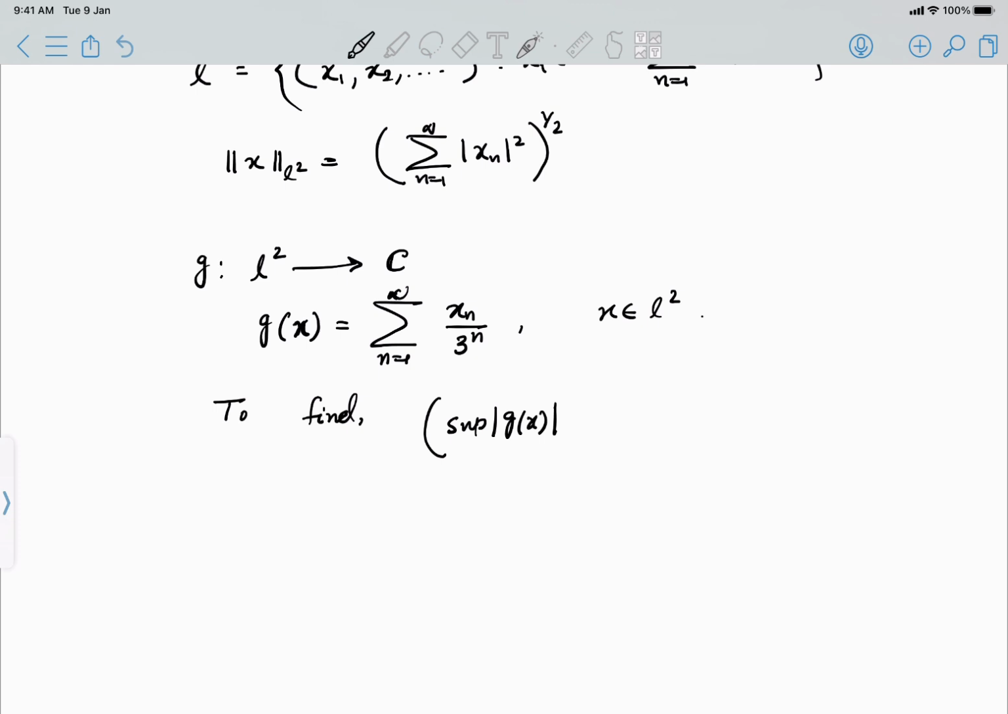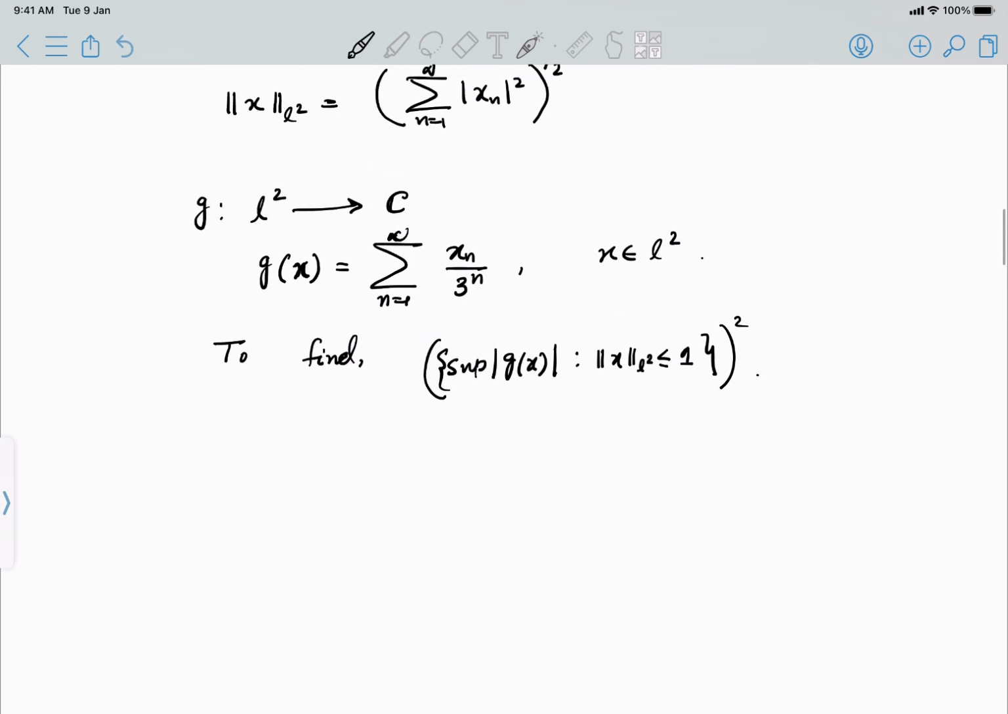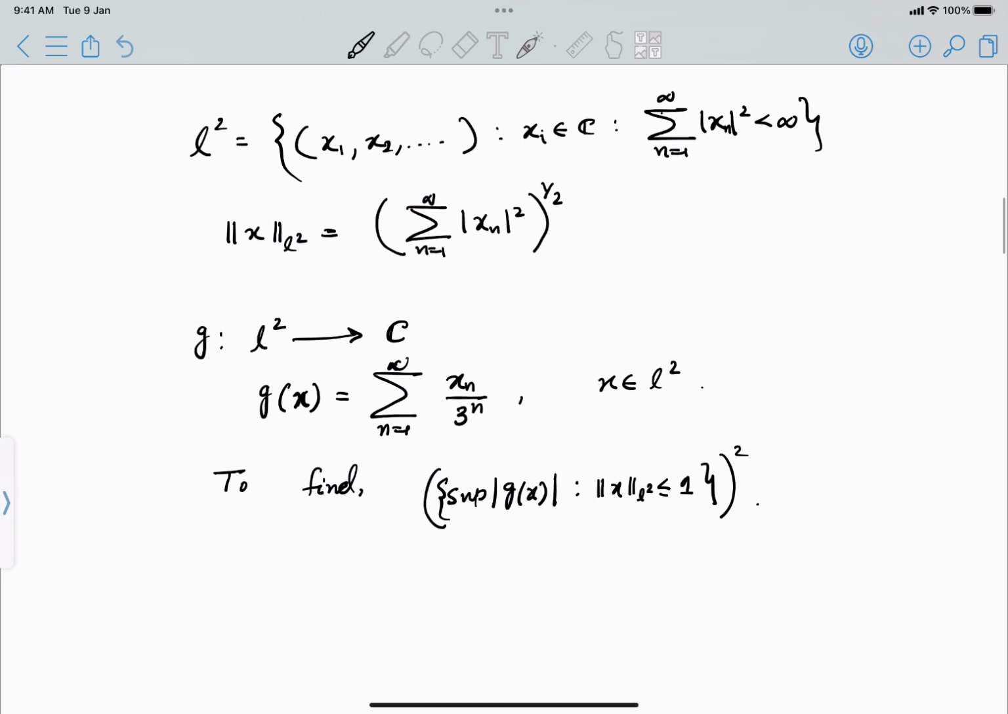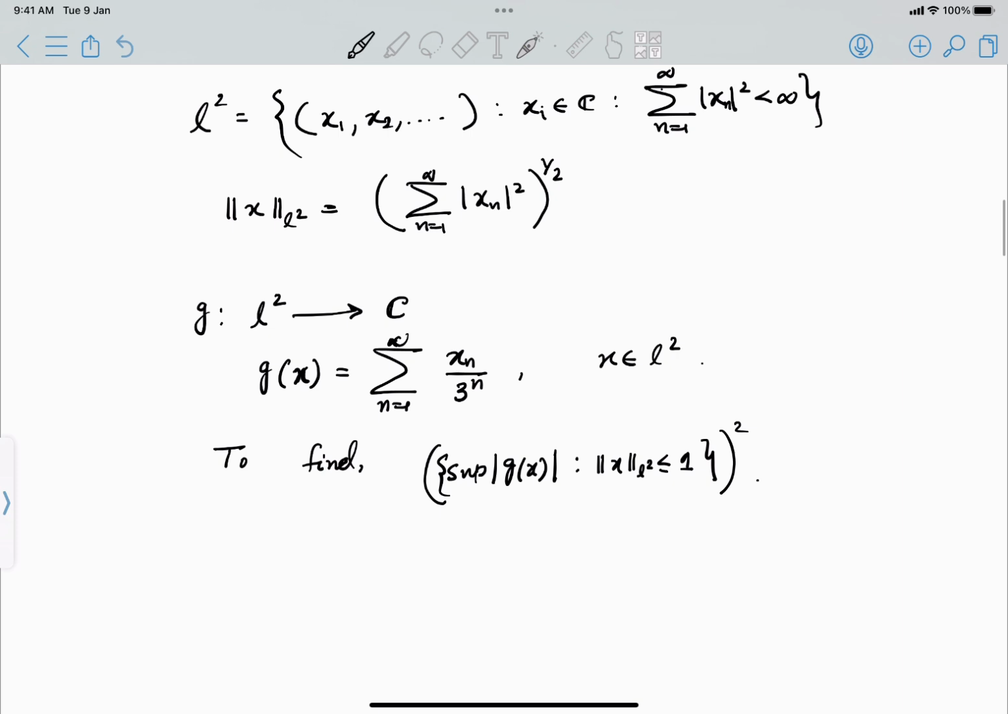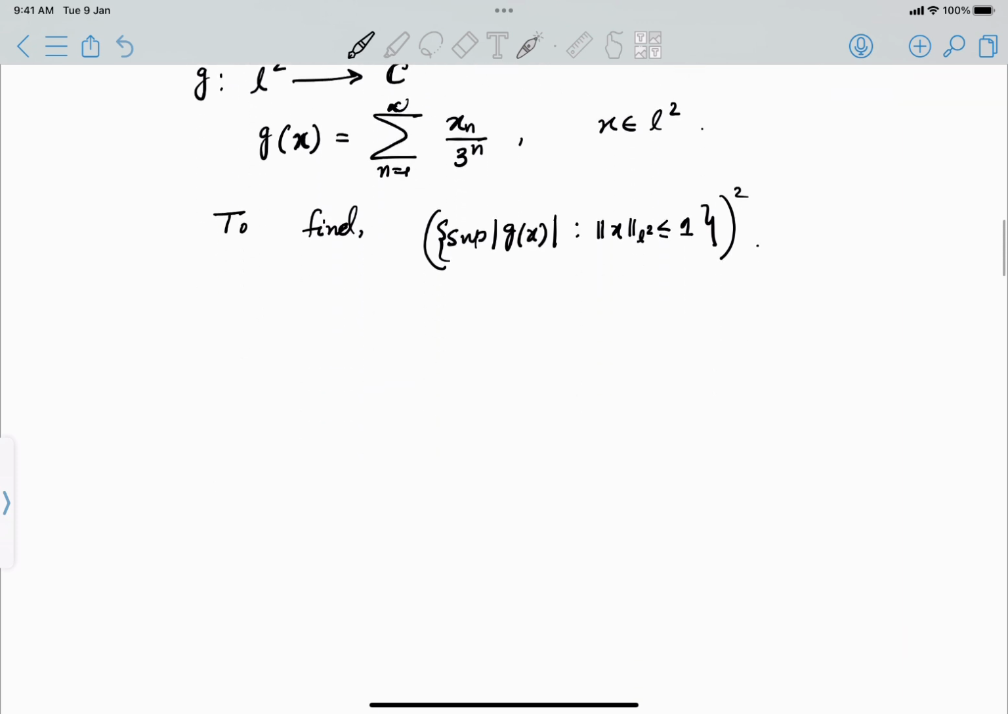That is, the supremum of mod Gx such that the L2 norm of x is less than or equal to 1. Note that L2 is a Hilbert space, so for that we have the Riesz representation theorem. So let me write it down. We'll use the Riesz representation theorem to solve this one.